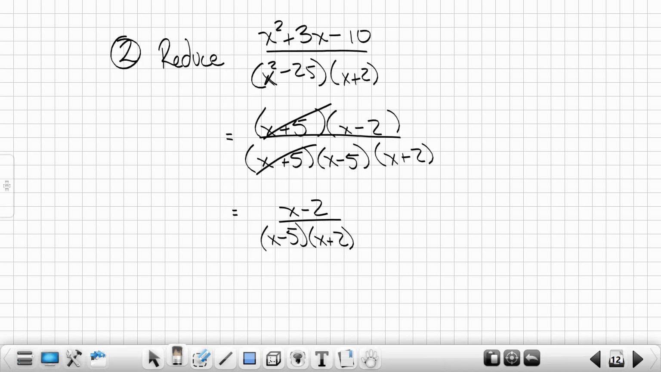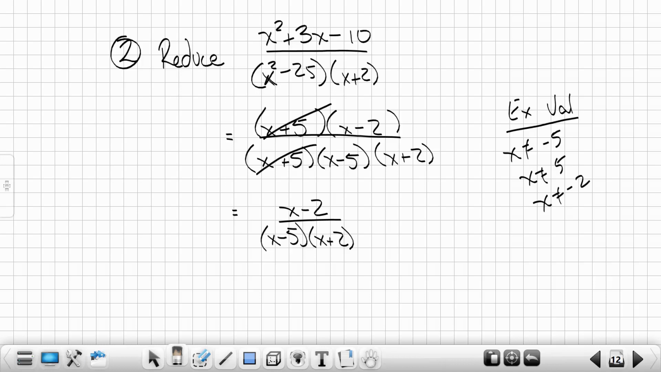So what were the excluded values? We're going to go off of this one here. I didn't ask for it here, but yes, we're going to be going through the entire time. X cannot be -5, X cannot be 5, and X cannot be -2. That's based off all those.